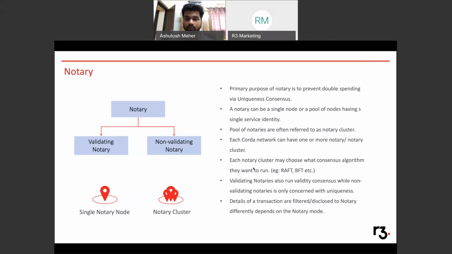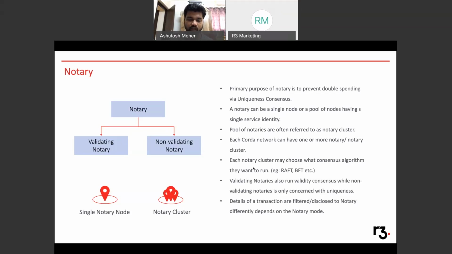It's more than one notary node sharing a single service identity. So for the participants, it's still one. They'll just refer to it by a single name. But internally, the notary cluster will have multiple nodes. It's like a pool of nodes that will run a consensus algorithm, depending on what kind of algorithm the business network or the Corda network wants. It could be something like Raft or BFT, depending on whatever they choose. And then these nodes within the notary cluster will come to a conclusion using that algorithm to make sure whether a transaction is a case of double spend or not.